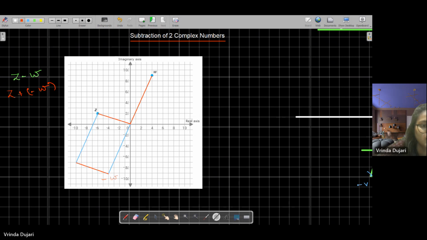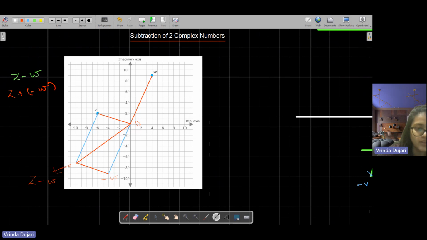Okay. So this is 0. This is your parallelogram, right? 0, Z, negative W. And then this vertex represents your Z minus W. Okay, this is the diagonal of this parallelogram.